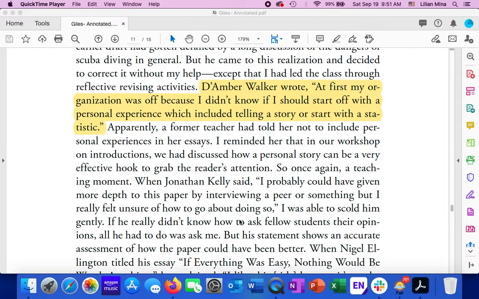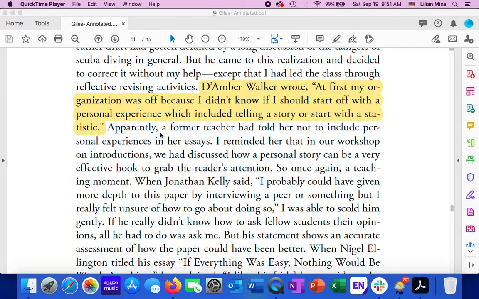Another student says, "At first, my organization was off because I didn't know if I should start off with a personal experience, which included telling a story, or start with a statistic." This is kind of a different writing genre from the literacy narrative that we're working on right now. But you can see that the writer here, or the student here, was debating two different options. And this is exactly what you've been doing.